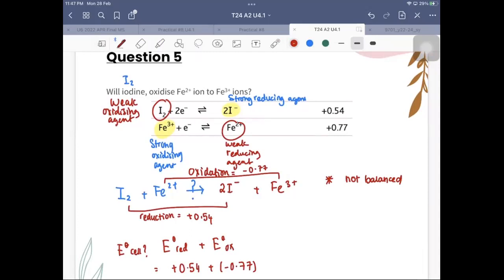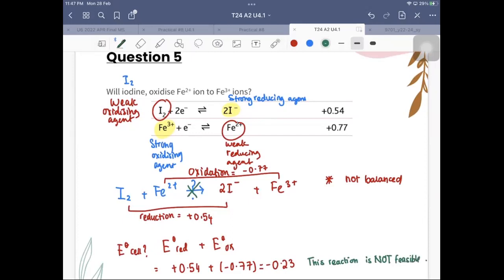Okay, so that's negative 0.23. So that means this reaction doesn't happen thermodynamically, based on its potential difference or E cell values. So this reaction is not feasible.